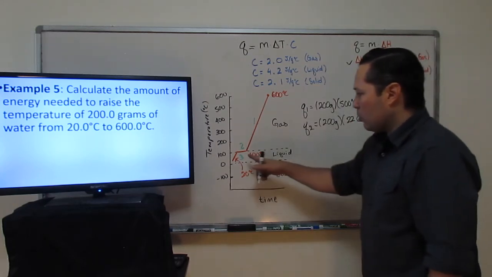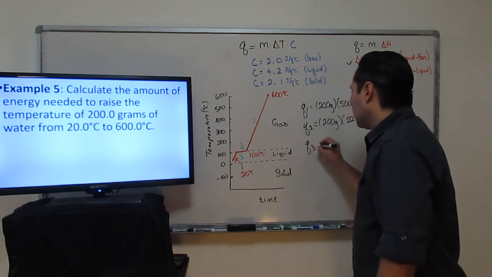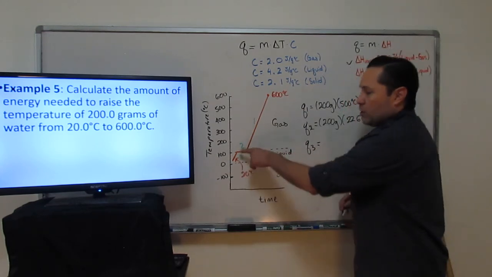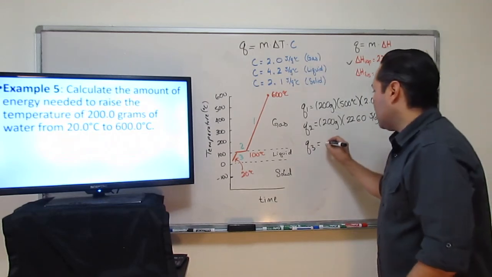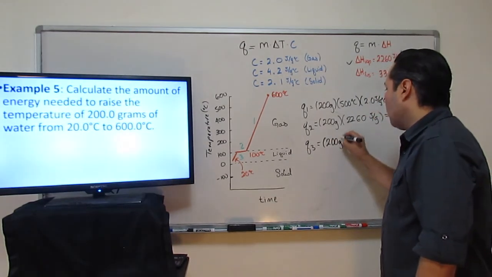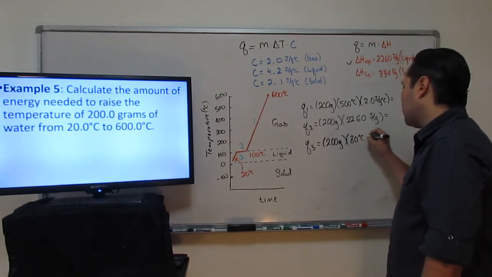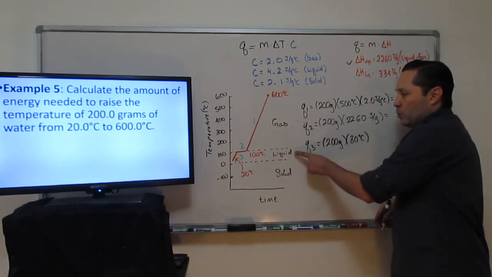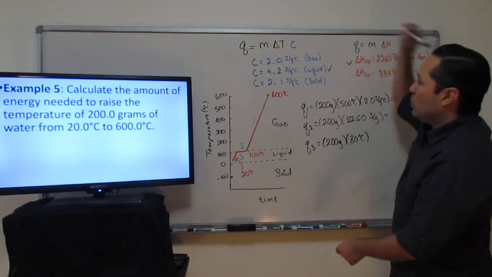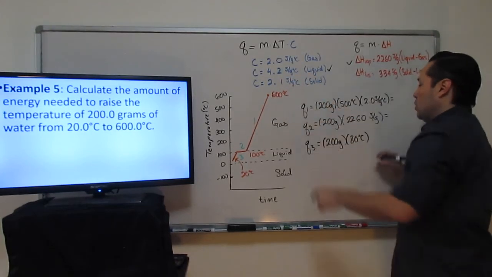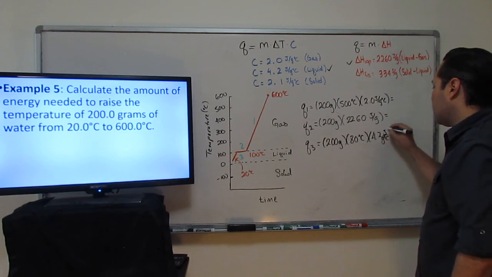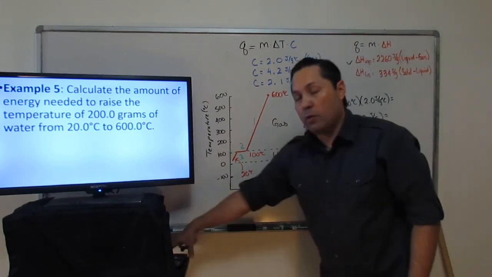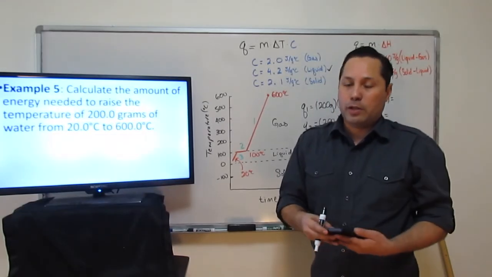And finally, line number 3 down here. That line begins at 20 and finishes at 100. So the change in temperature from 20 to 100 is 80 degrees. The mass is 200 multiplied by 80 degrees Celsius. And the specific heat, notice, is in the liquid section, so we use the specific heat for liquid, which is 4.2 joules per gram degree Celsius. At this point, we'll get our calculator, plug it all in and solve.